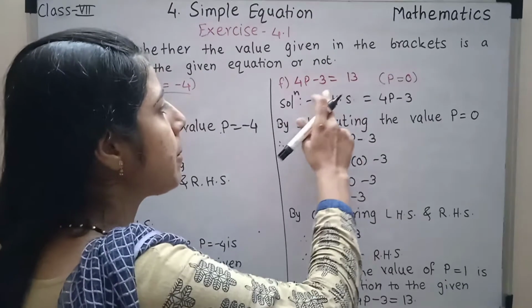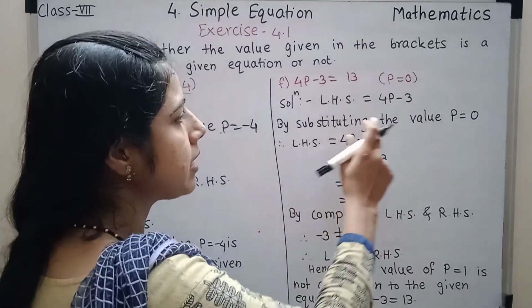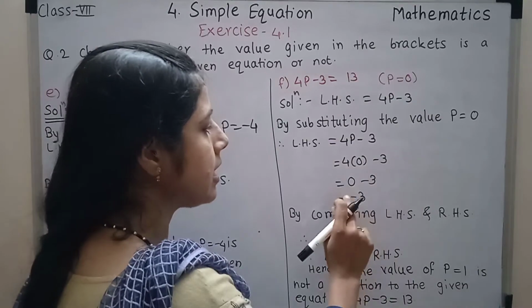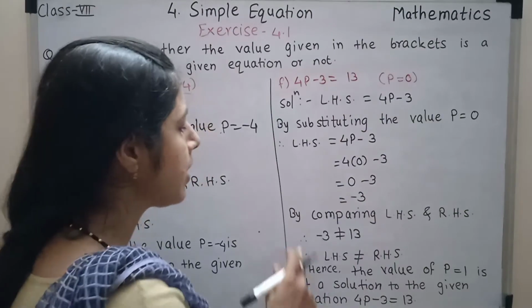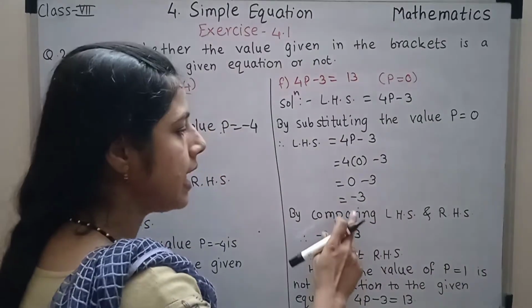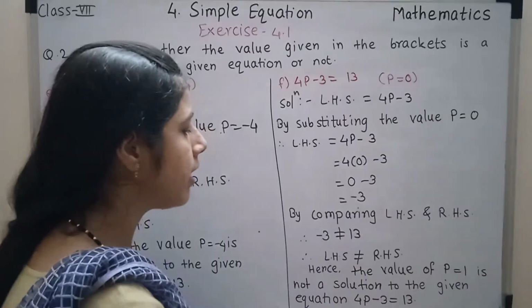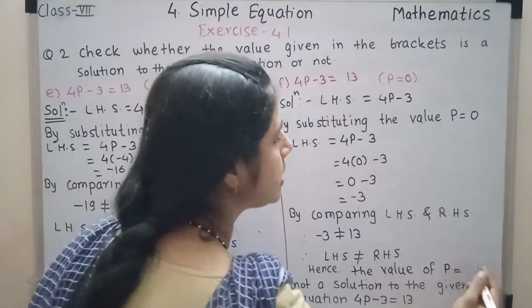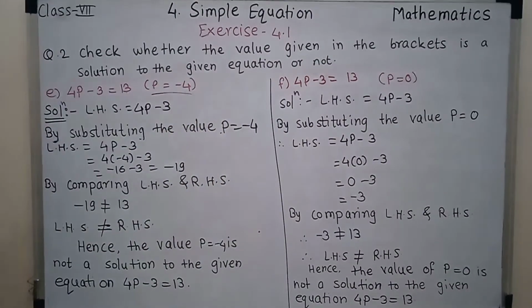Continuing with the next, 4p minus 3 equal to 13, p equal to 0. LHS is 4p minus 3. Now by substituting the value p equal to 0, if I put 0 for p, what will we get here? 4 into 0 minus 3, anything into 0 is 0 only. So 0 minus 3, that is -3 only. By comparing the LHS and the RHS, LHS we calculated is -3, RHS is given to us as 13. So obviously they are not equal, and therefore LHS is not equal to RHS. Hence the value of p equal to 0 is not a solution to the given equation 4p minus 3 equal to 13. With this we have finished question number 2.